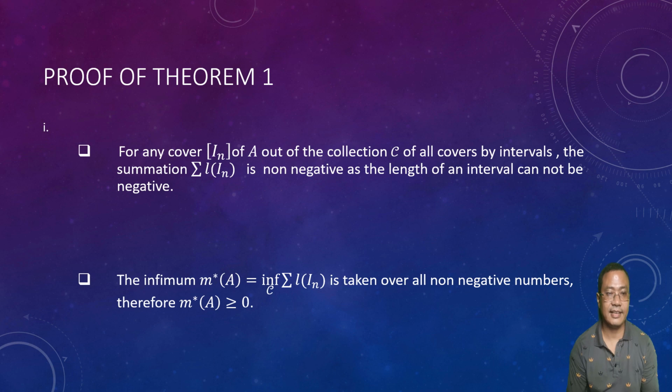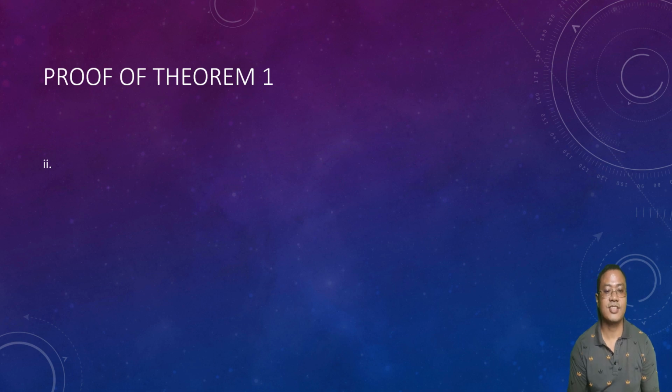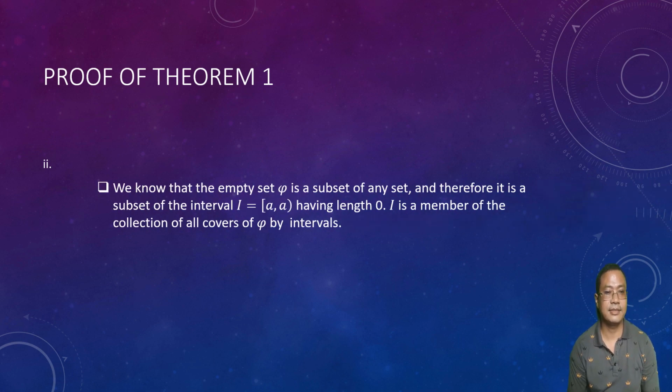That is why the outer measure of a set A, which is the infimum over the collection C of the summation of l(I_n), is taken over all non-negative numbers. Therefore the outer measure can never be a negative number. At the most it can be 0. Okay, so number 2, let us try to prove result number 2.